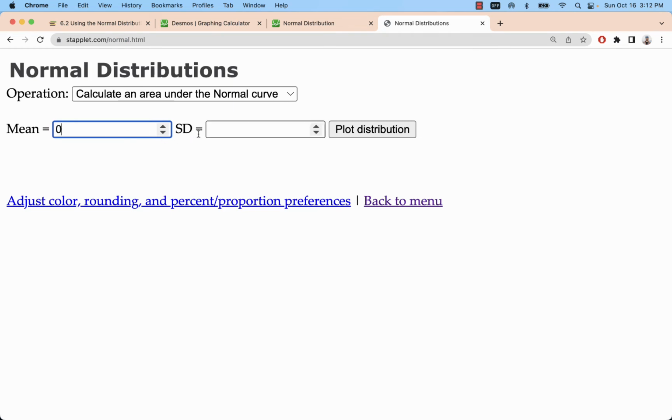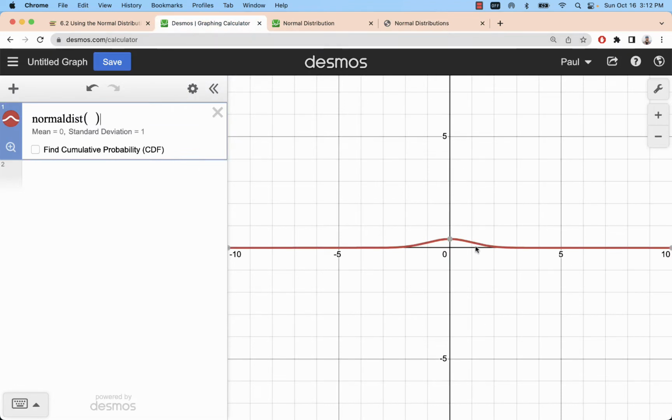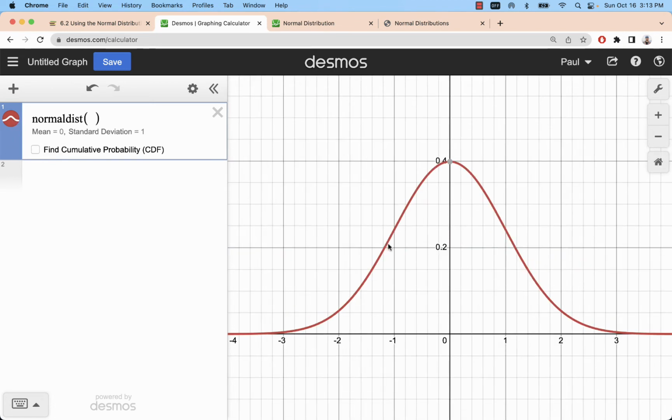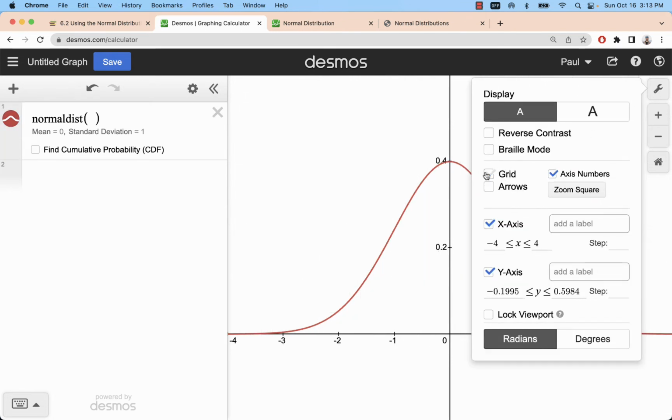Let's start with just that mean of 0 and standard deviation of 1, and we can see that same thing. Now this one is zoomed out. If you hit the zoom fit button underneath the color, it will zoom it a little better. Now this has some extra information. If I go to my graph settings, I really don't need the grid. A lot of times we just remove that y-axis.